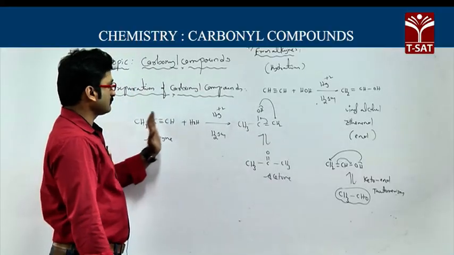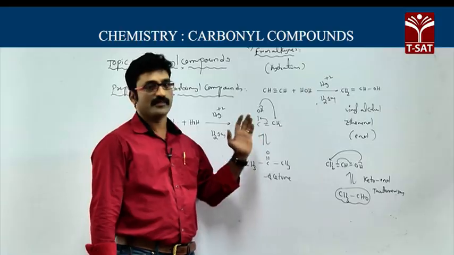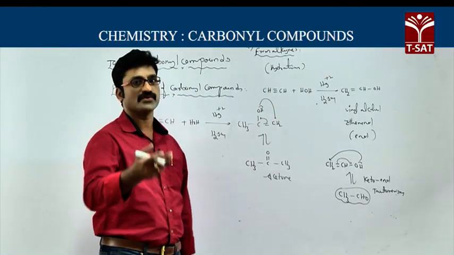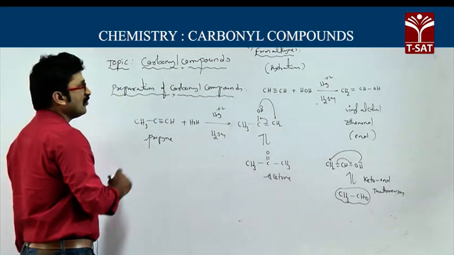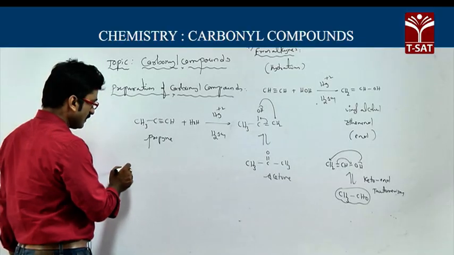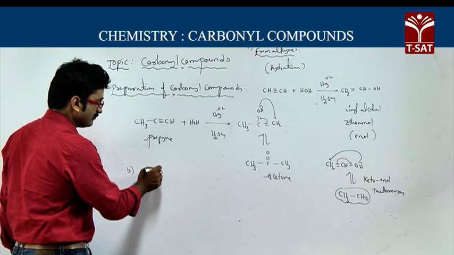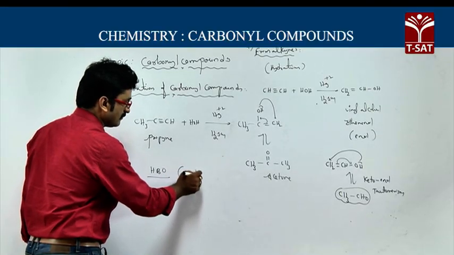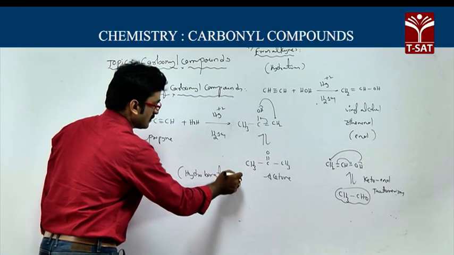So therefore carbonyl compounds, aldehydes or ketones, we can prepare from alkynes by the process called hydration, addition of water in the presence of Hg2+ and H2SO4. And one more method is there, this is the second one, B, from alkynes, that is called HBO. HBO is nothing but hydroboration oxidation.